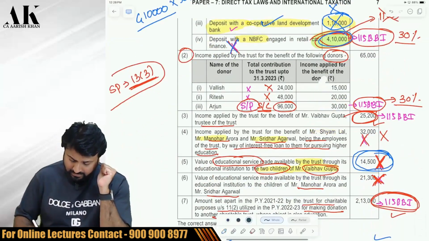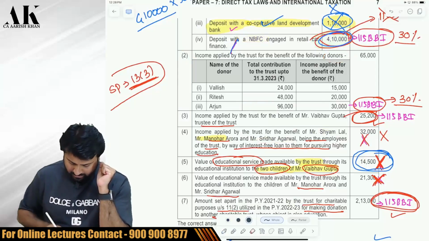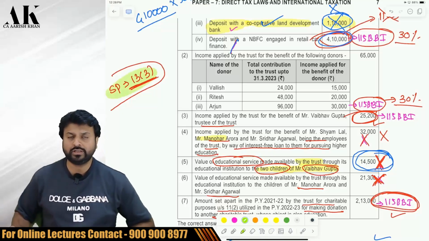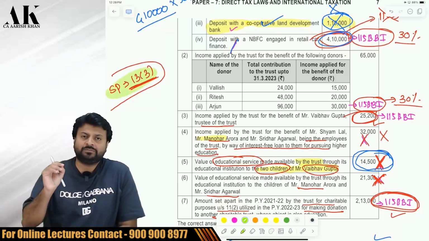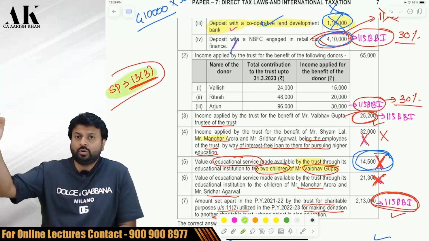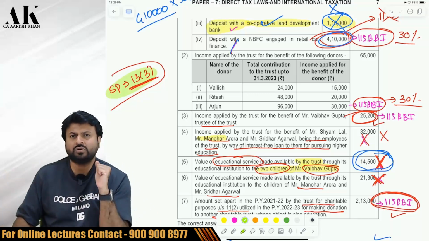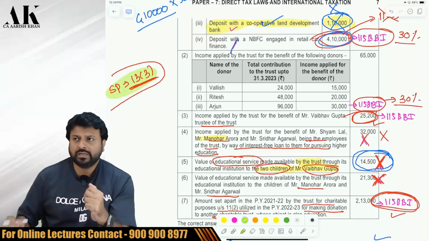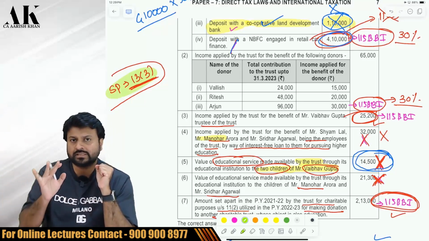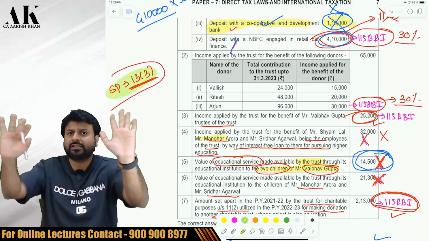Correct? Now listen carefully. The second point is based on specified persons, which are mentioned in section 13.3. Do you remember that one of the specified persons mentioned in section 13.3 is if the donor to the trust is a substantial contributor? What do I mean by substantial contributor? If the donor is giving a donation of more than 50,000 rupees in the entire financial year, he is a substantial contributor. And if you do anything for a substantial contributor, that is wrong.